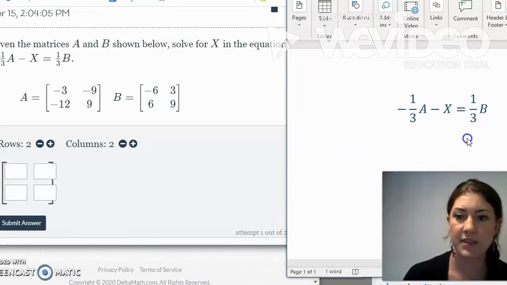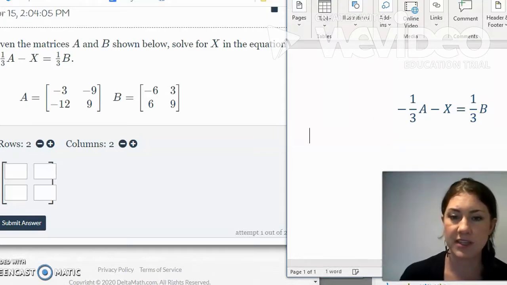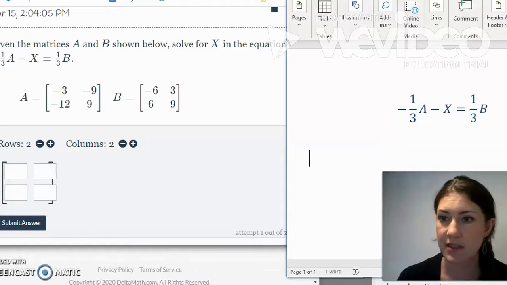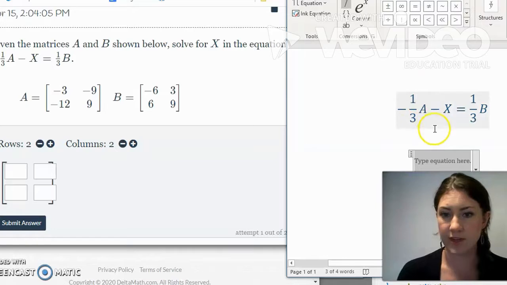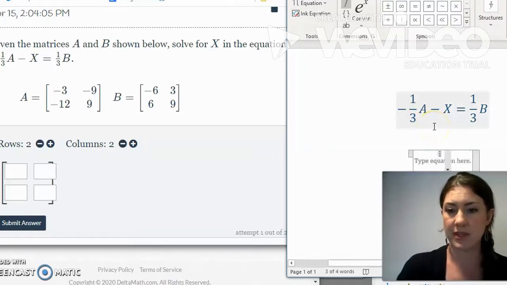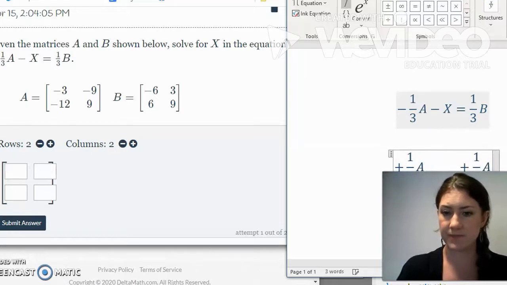Okay, so they've given us this equation. For just a second here, I am going to treat A, B, and X like variables instead of like matrices. So if we're solving for X here, we would want to get rid of the negative 1/3 A, right? So I'm going to add 1/3 A to both sides of that equation.